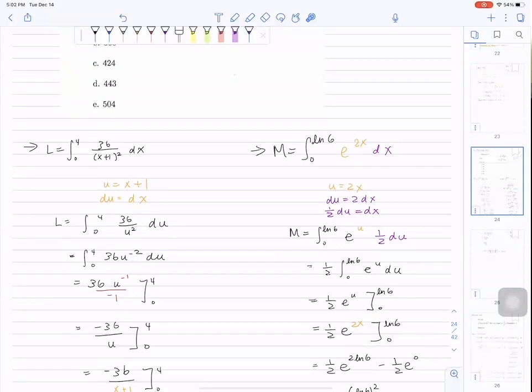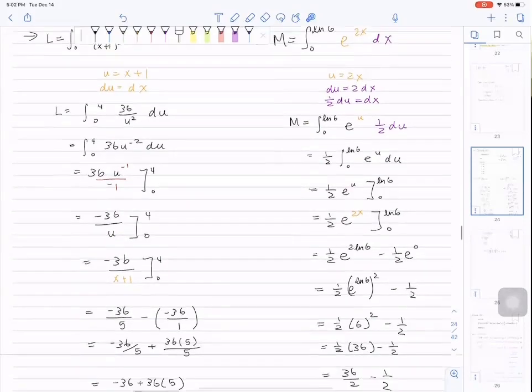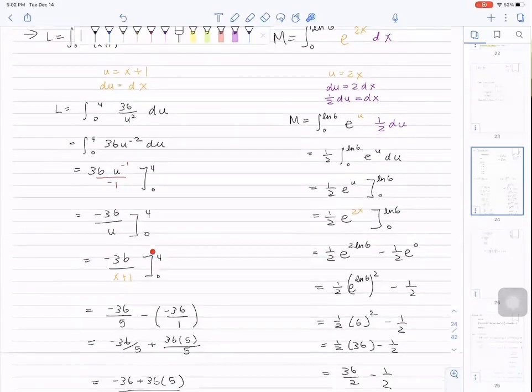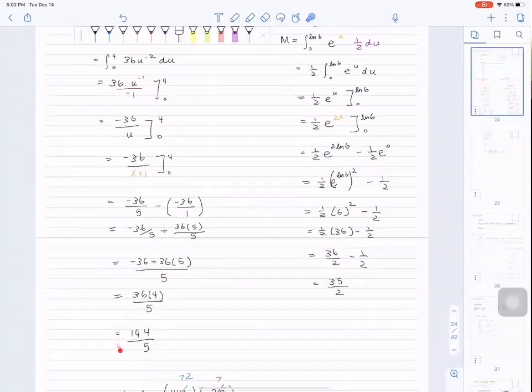That way we can take the integral more easily. Because how do you take an integral? You add 1 to the exponent, which makes it -1, and you divide by that new exponent, -1. That gives you -36 over u. But you make sure that you're not plugging these numbers in when you have a u. You want to make sure that your integral is fully the integral first, then start plugging in your numbers. So remember, we don't want u's here, so we replace u with what it was, x plus 1. Now, using fundamental theorem of calculus, part 1, we can plug the numbers in. So we plug in 4, and we get this, minus plug in 0. Simplify, and you get 144 over 5.